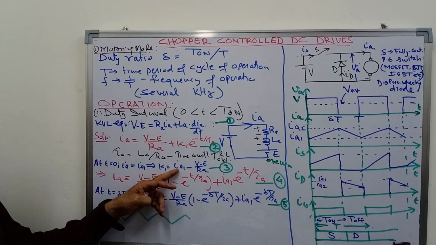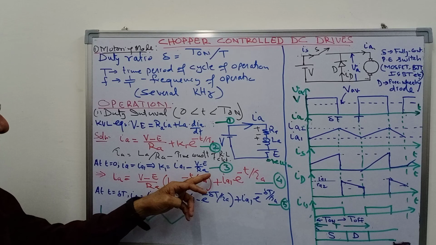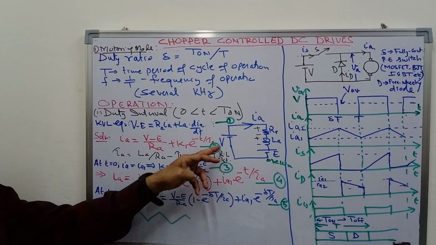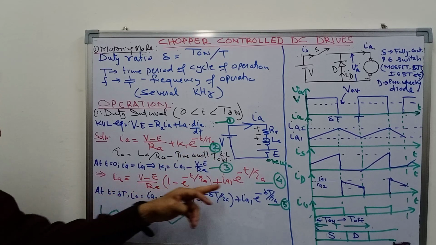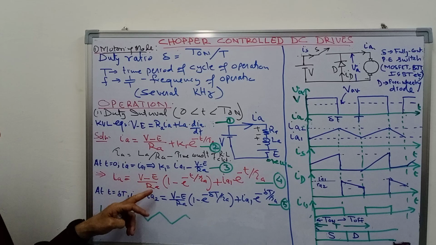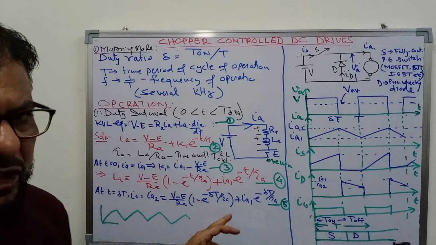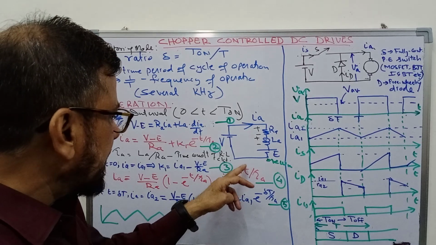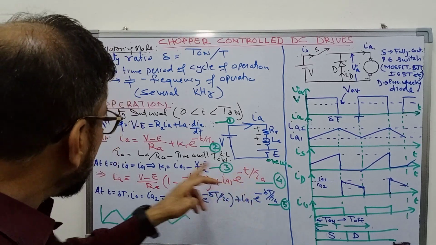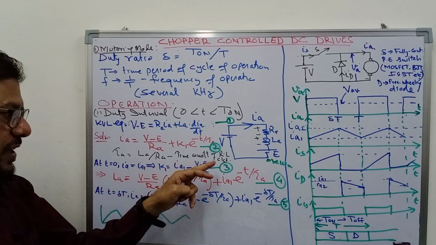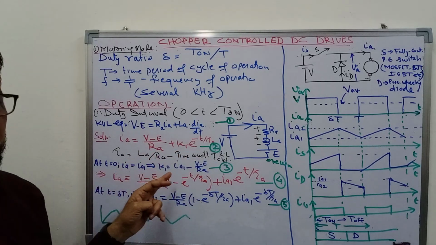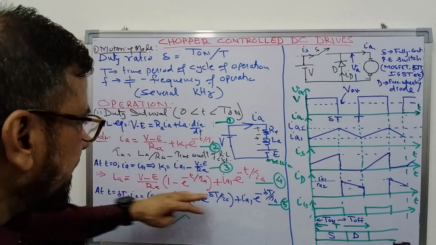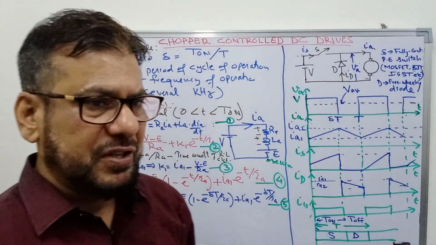So K1 will be equal to IA1 minus (V minus E) upon RA, equation 3. Putting this in equation 2, you can write the final equation for the current: I equal to (V minus E) upon RA times (1 minus e to the minus t upon tau A) plus IA1 e to the minus t upon tau A. Tau A is nothing but the time constant of the RL circuit, that is LA upon RA. So this is the equation of the armature current.